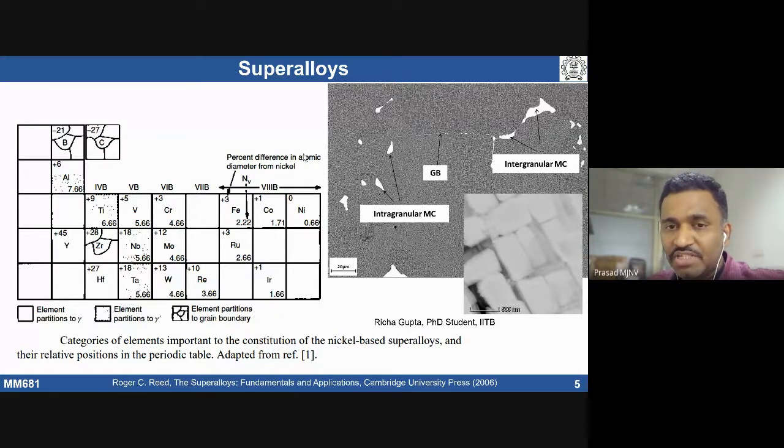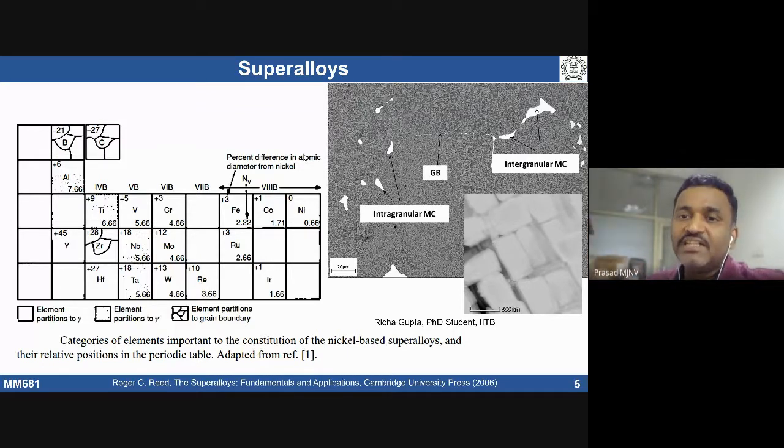So this is the importance of what we were talking about, creep. From an engineering application point of view, turbine blades and discs are made of high temperature alloys. One of them is nickel based alloys or cobalt. Superalloys can be of different types: nickel based, cobalt based, or iron nickel based superalloys. This is a broad classification of superalloys.